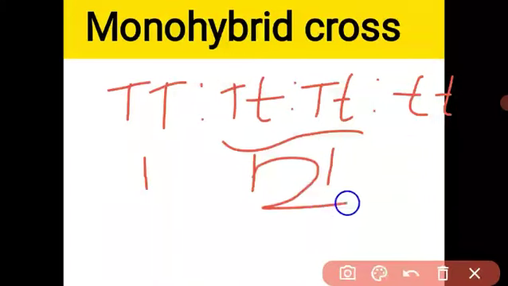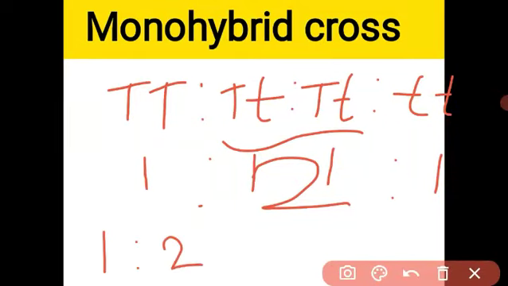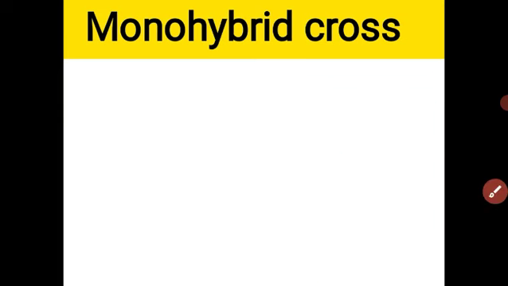See, this is a 2 and this is a 1. Means what is the genotype ratio? Genotype ratio is 1:2:1. Got it? This is the genes, means the alleles which are present in the gene. Got it, student? What is the monohybrid cross? The monohybrid cross is crossing over one contrasting character.